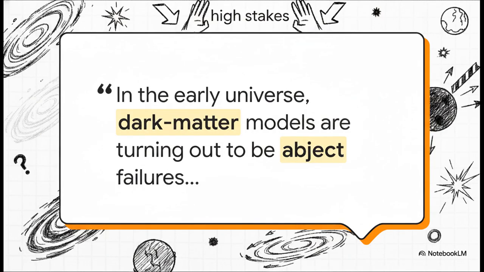The scientific community is deeply divided over this right now. Just listen to this quote from the source material. "But in the early universe, dark matter models are turning out to be abject failures. The community seems to be in the usual process of gaslighting itself into denial." That really shows you just how intense the friction is right now between observers and theorists.